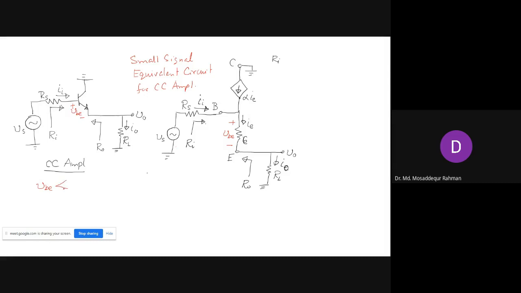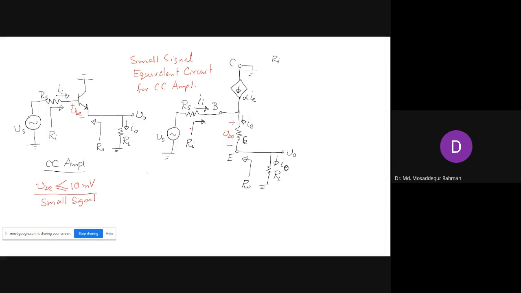VBE should be less than or equal to 10 millivolt. If this is true, then we call the signal small. Small signal: VBE should be at maximum 10 millivolt. Then these models, hybrid pi and T models, are valid, and we can use them to draw the equivalent circuit, which we call a small signal equivalent circuit.